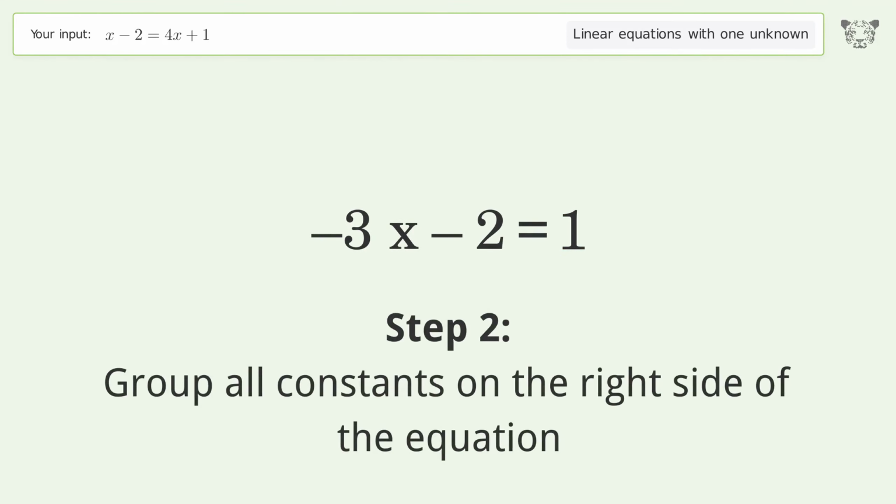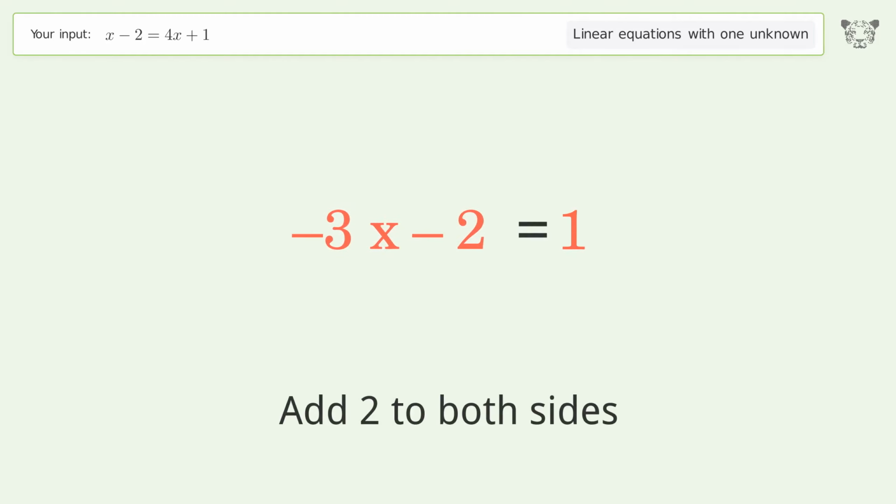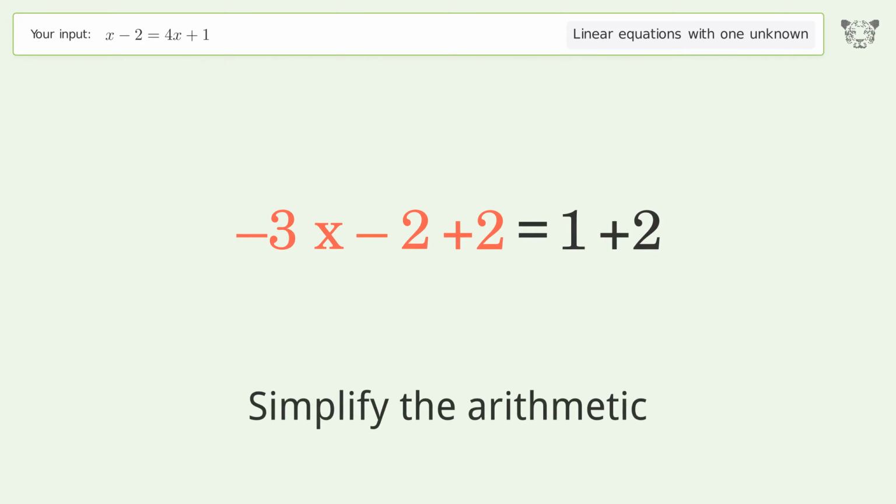Group all constants on the right side of the equation. Add 2 to both sides. Simplify the arithmetic.